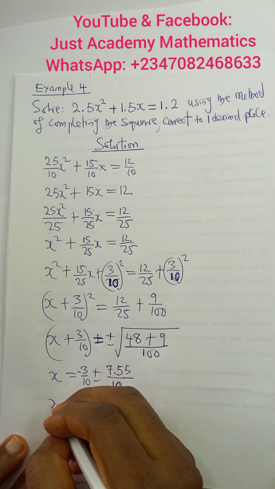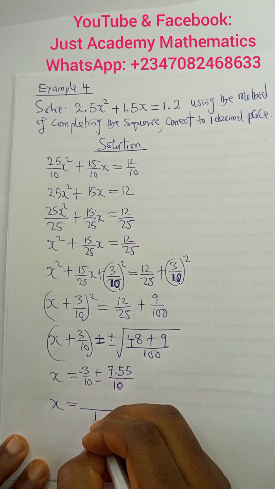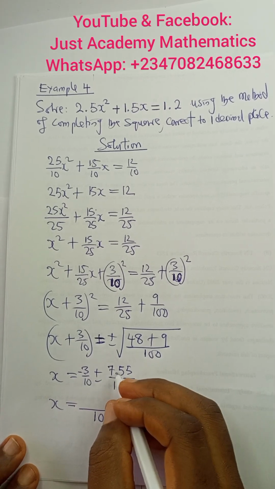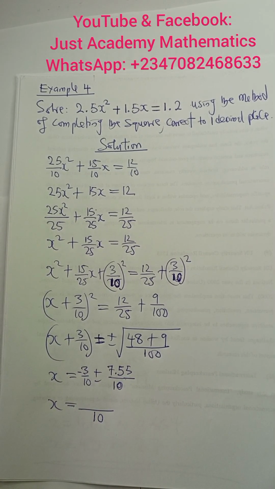So this one now, therefore, means that 10 minus 3 plus 7 is what? 4.